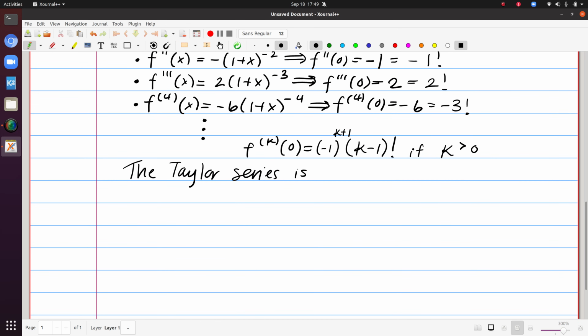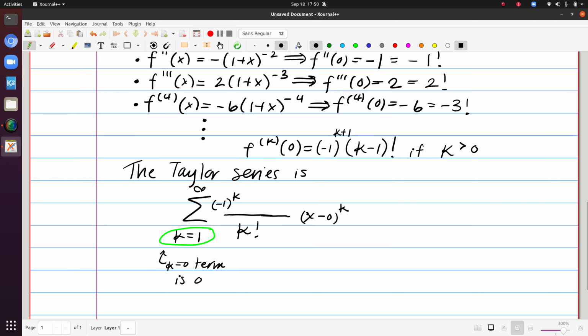So the Taylor series is then the sum from k equals 1 to infinity. And again, I just want to highlight that normally it's starting at 0. However, this is because the k equals 0 term is 0. And again, I already have part of this definition fixed, where we would put this, and we have to fill in the kth derivative of f evaluated at 0. That's what we found above.